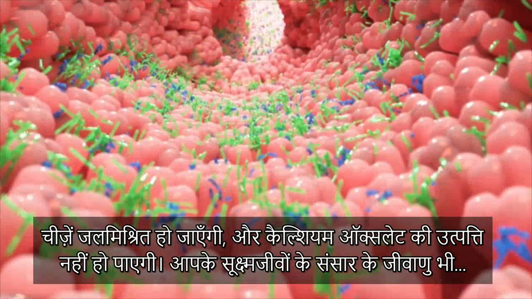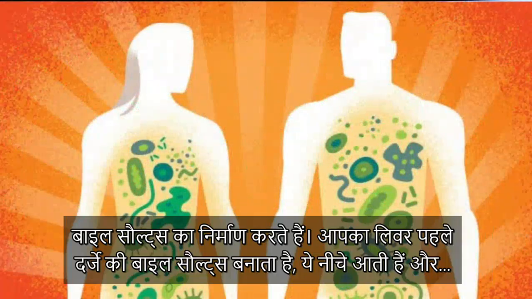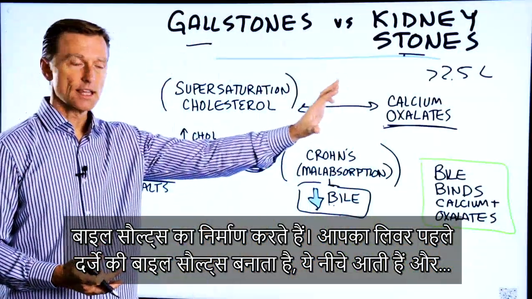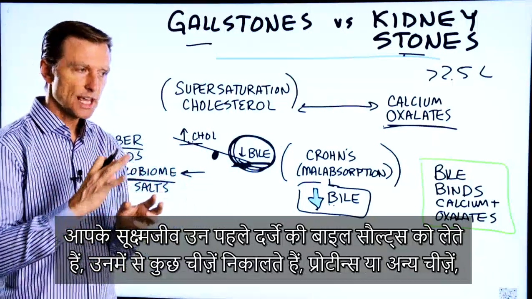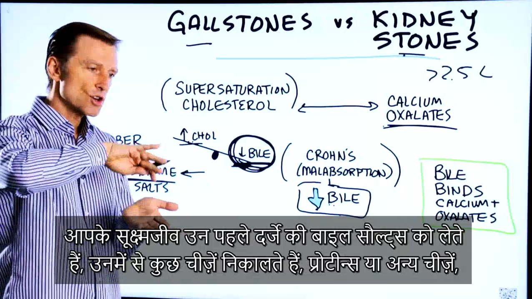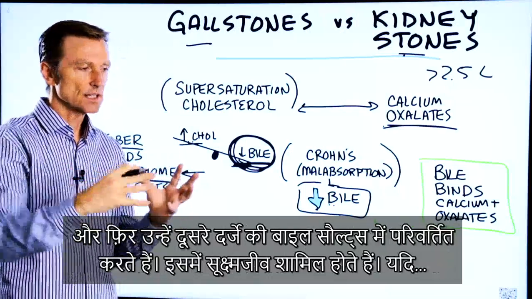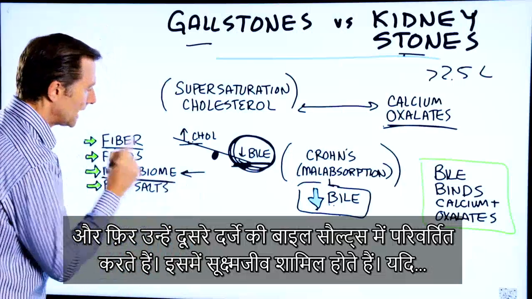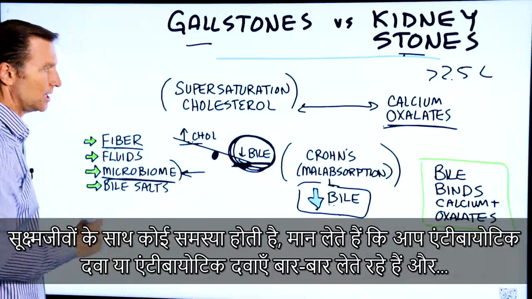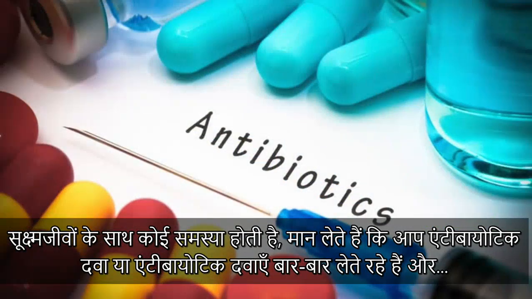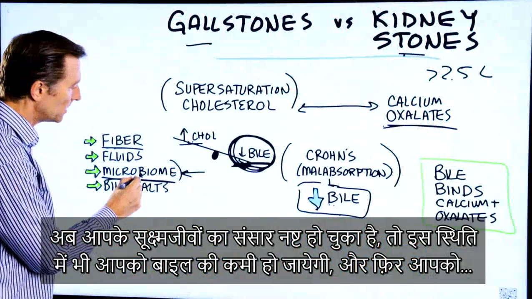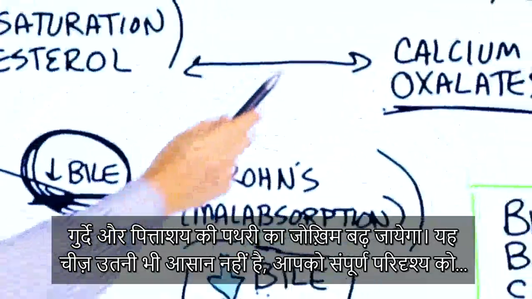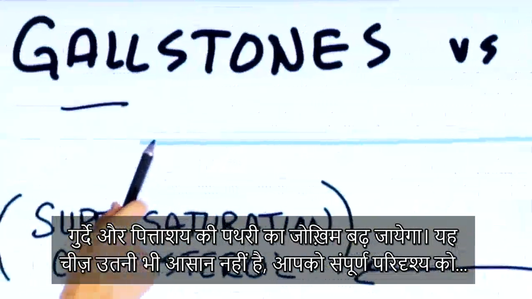Now, your microbiome, bacteria make bile salts as well. So your liver makes the primary bile salts. They come down, and your microbes take those primary bile salts, strip off a few things, little proteins and things like that, and then turn them into secondary bile salts. So the microbes are involved. If there's a problem with microbes, let's say you had an antibiotic, for example, or a series of antibiotics, and you don't have enough microbiome, you could also become deficient in bile, thereby increasing your risk of kidney stones and gallstones.